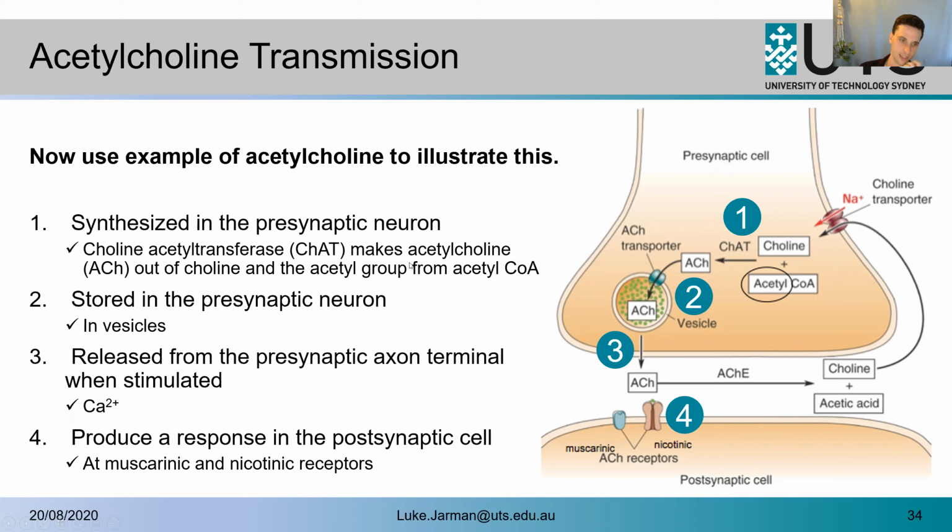Number 2 is that acetylcholine must be stored in the presynaptic neuron. It does so in vesicles. Number 3, it needs to be released from the presynaptic axon terminal when stimulated. It does so. And number 4 is it needs to produce a response in the postsynaptic cell. And acetylcholine does so at muscarinic and nicotinic receptors. So that's just an example of acetylcholine.